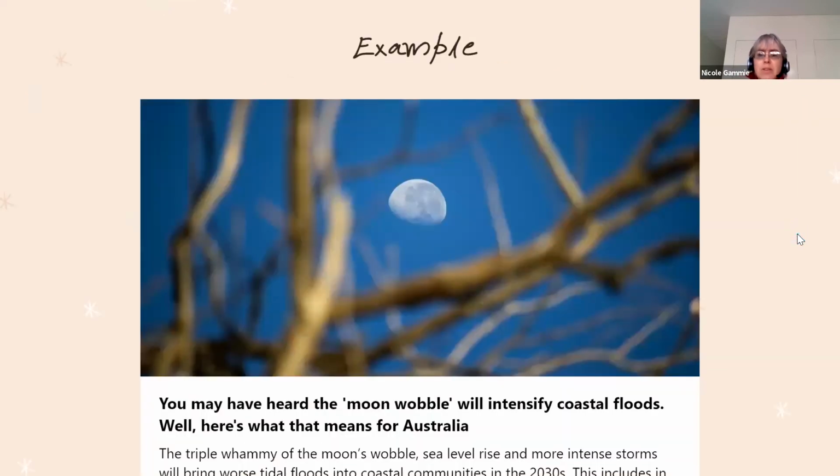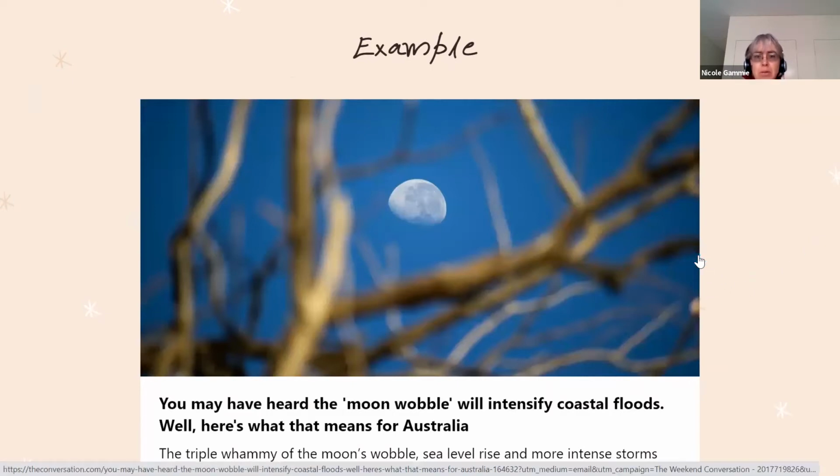Okay, so the first thing I'd like to have a bit of a look at is, I guess, the use of online media, in particular news media. So I found an article here, and it's off a website called The Conversation, which we'll get into in a sec. The title of the article is, "You may have heard the moon wobble will intensify coastal floods." Well, here's what it means for Australia.